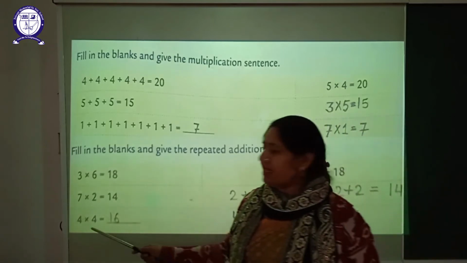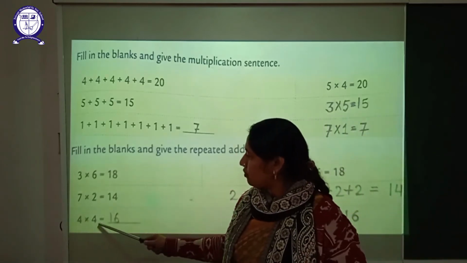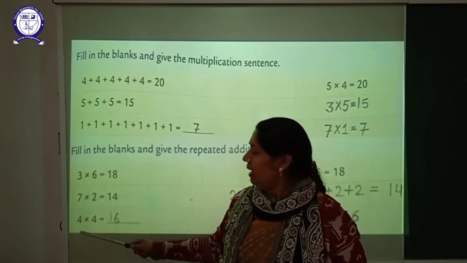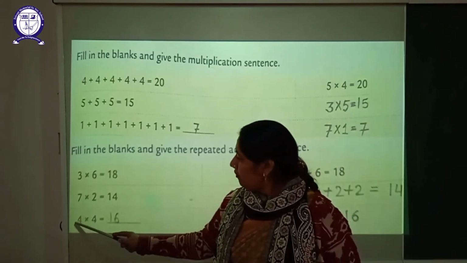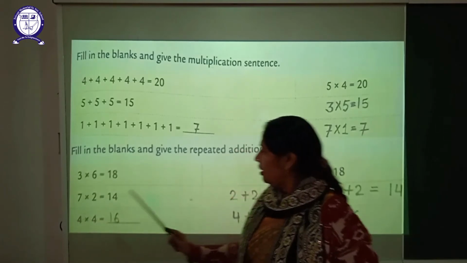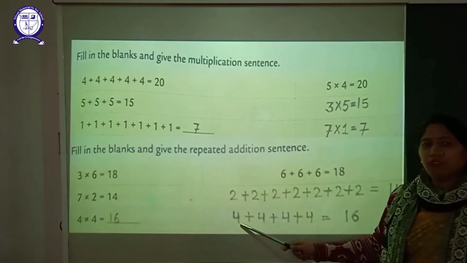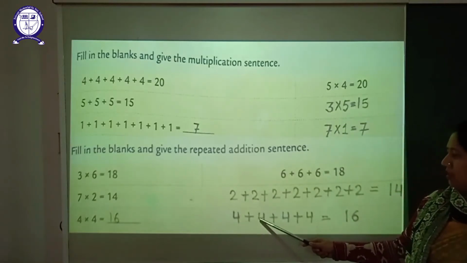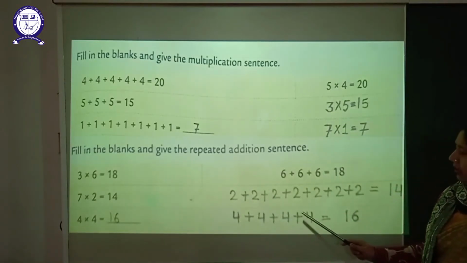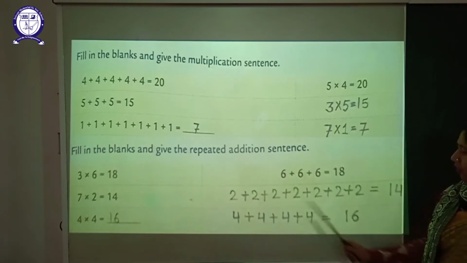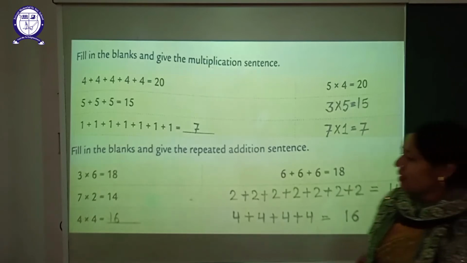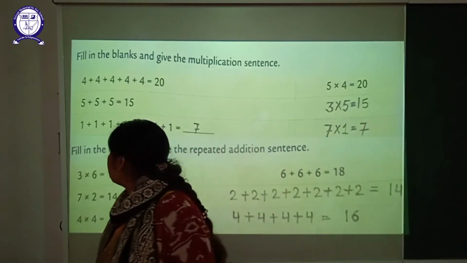Let's do one more example. 4 times 4. I am repeating, beta. We have to read out 4 times 4. So we have to write like this. 1 times 4, 2 times 4, 3 times 4, 4 times 4, 4 4s are 16. Okay. Now come to the next.